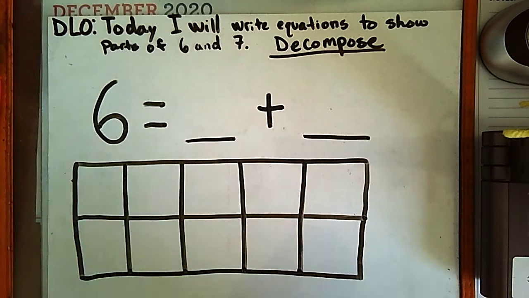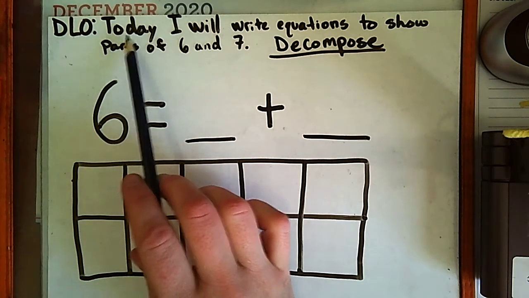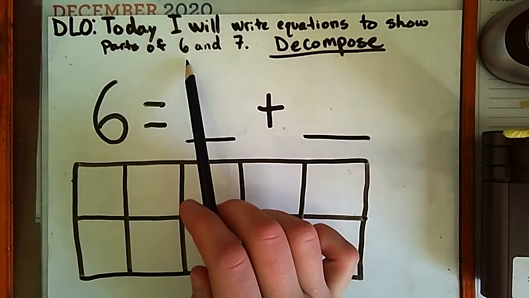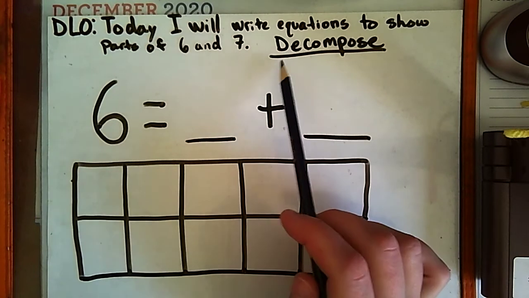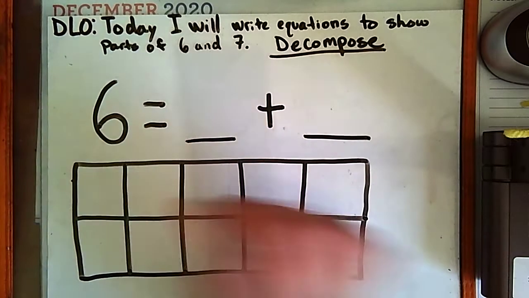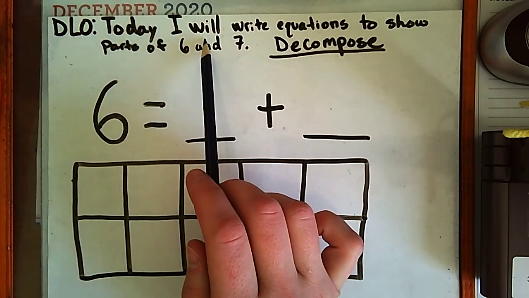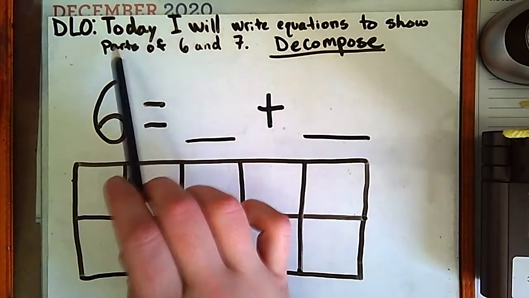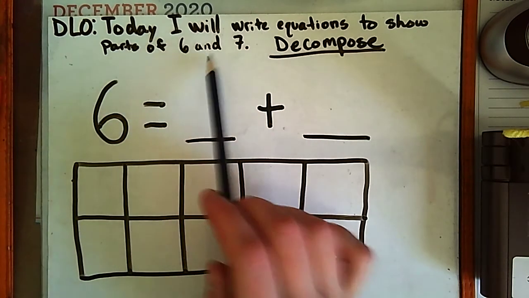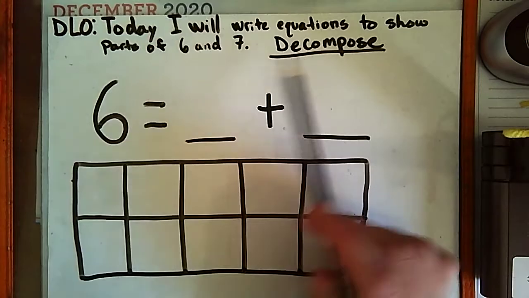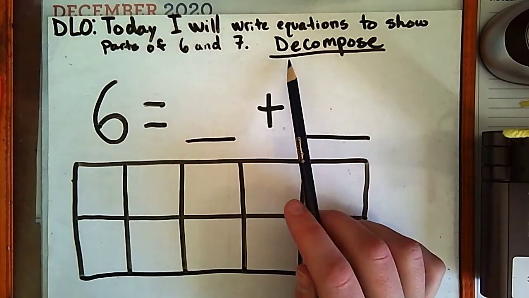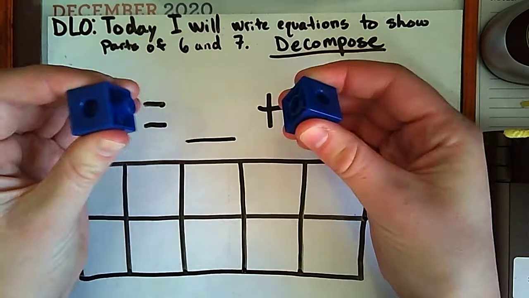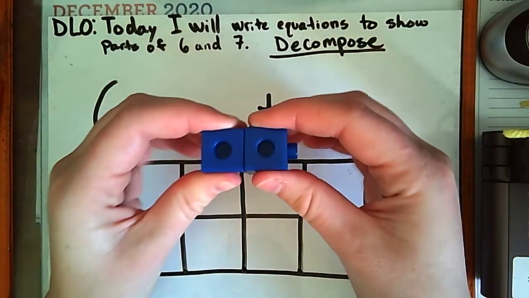Okay, our DLO. Today I will write equations to show parts of 6 and 7. And so then I just wrote decompose. Now it's your turn. Today I will write equations to show parts of 6 and 7. So we're going to decompose. Say decompose. Say break apart. Decompose means break apart.